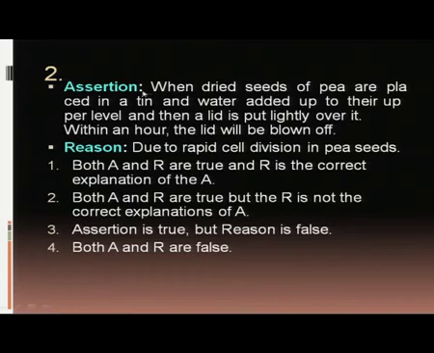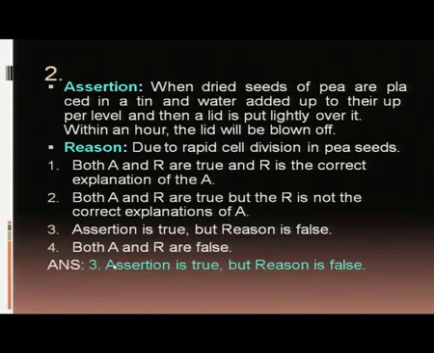Next question. When dried seeds of pea are placed in a tin and water is added up to their level, and then a lid is put lightly over it, within an hour the lid will be blown off. This is the assertion, and the reason is due to rapid cell division in pea seeds. So, they are saying that the seeds have increased in size because of rapid cell division. You have to tell what is correct. Obviously, we have discussed just now that the assertion is true. The pea seeds will increase in size, but the reason is false. They will not increase because of cell division. They will increase in size because of imbibition.